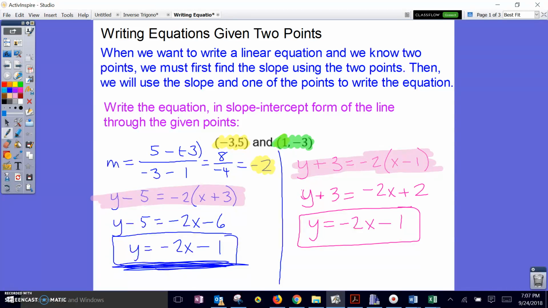So the lesson to take from this is that it doesn't matter which point we choose. If we find the slope and we pick one of the 2 points and then we write our equation and convert it over to slope-intercept form, we're going to get the same equation no matter what. So pick whichever point you like. Doesn't really matter.